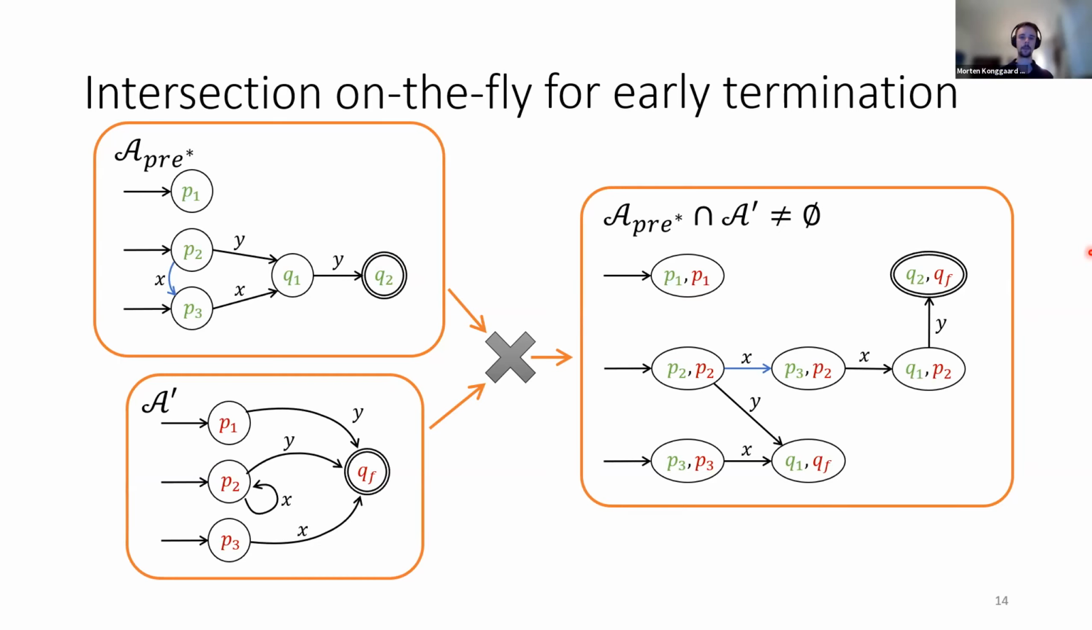And that means that we have a proof that the intersection is not empty, and we can already terminate early now. So to show you what computations we don't have to do when we do this early termination, let's try to continue adding rules to pre-star using the saturation procedure and show what happens to the product automaton. So you can see, of course, this is a small example, but we saved a lot of work by terminating early using this on-the-fly technique.